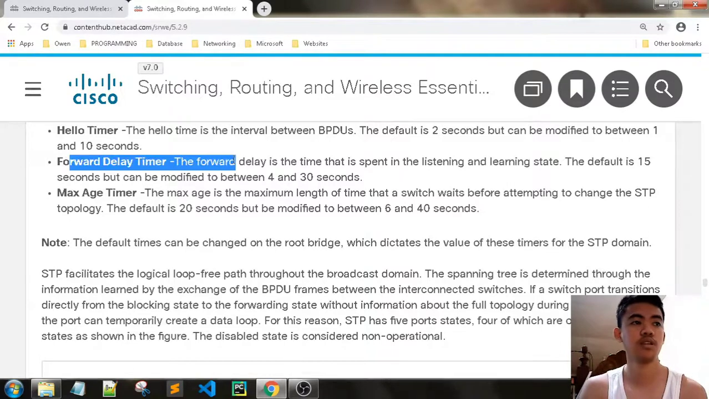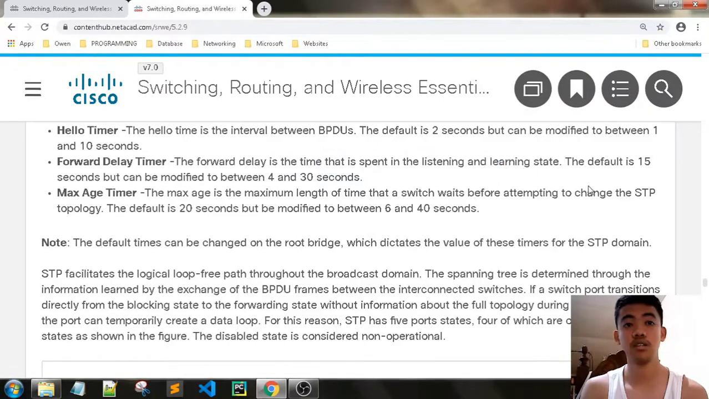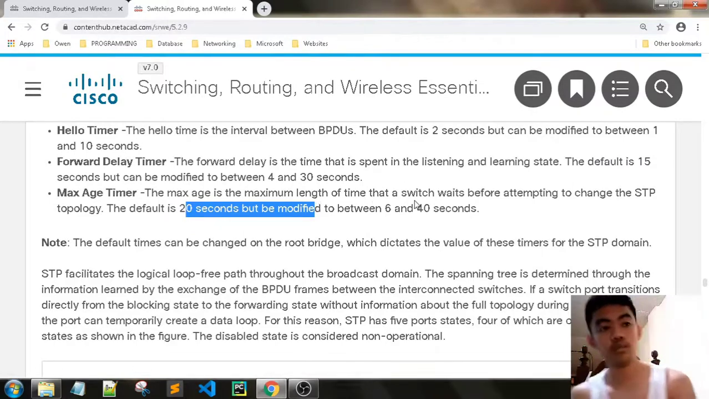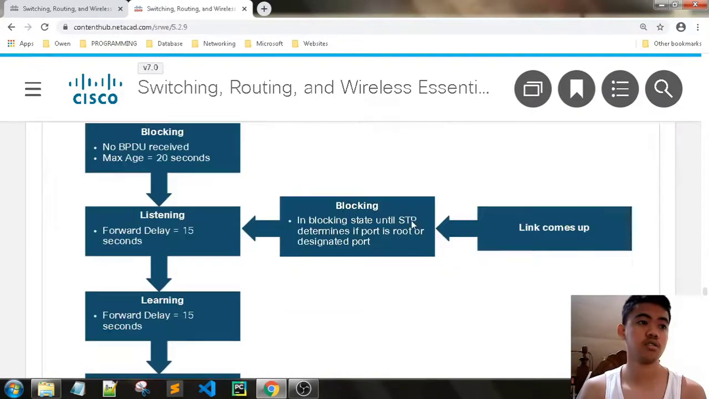Then we have the forward delay timer. The forward delay is the time that is spent in the listening and learning states. Each state is 15 seconds by default, but can be modified between 4 and 30 seconds. The max age timer is the maximum length of time that the switch waits before attempting to change the STP topology. It has a default time of 20 seconds, but it can also be modified between 6 and 40 seconds.